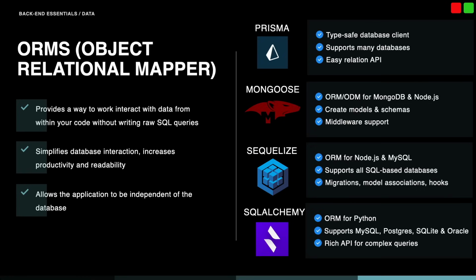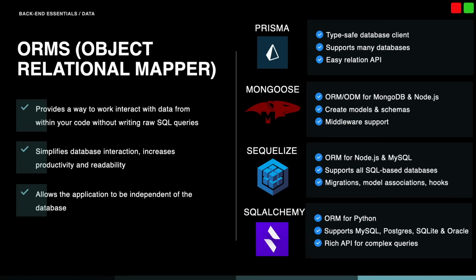And then Sequelize is an ORM for Node.js, but for SQL databases. So it supports all the common ones. It also has database migration capabilities. You can create models just like you can with Mongoose. There's a concept of hooks, which you can use to manage or hook into lifecycle events. That's really popular for Node.js.